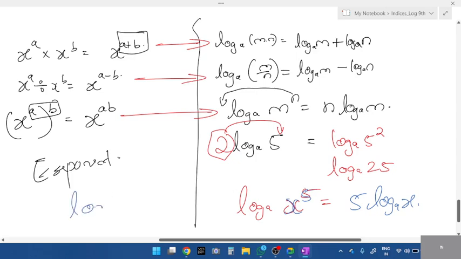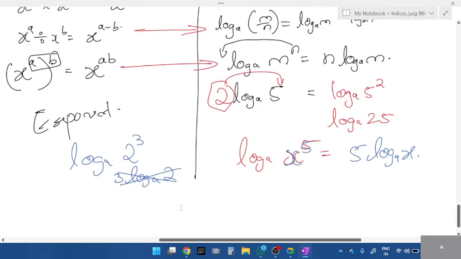But if log a 2 to the power of 3 is given, don't write this as 3 log a to the power of 2. Don't write it like this. What is 2 to the power of 3? Log a 8. See, it depends. I'll tell you when to convert, when to write it as 3 log a, or when to write log a 8. For now, just remember this power law.